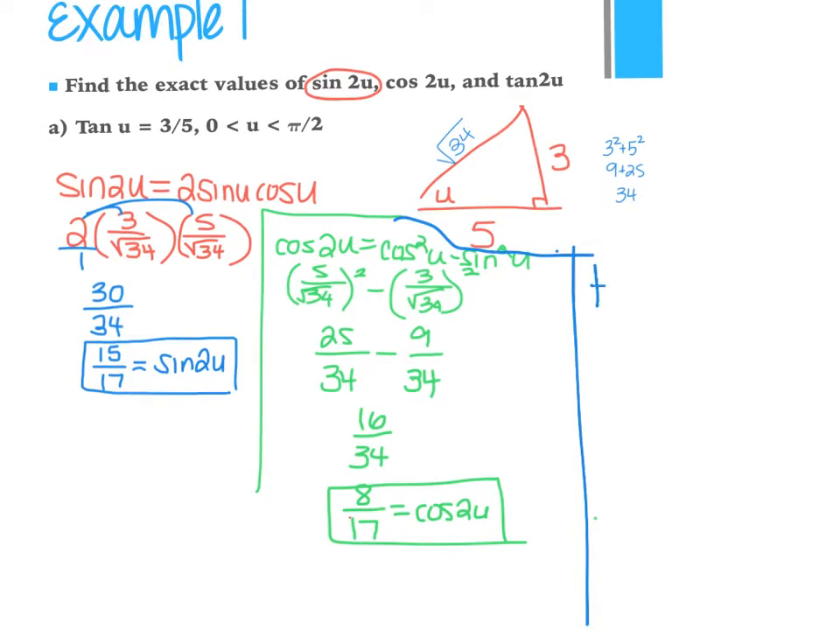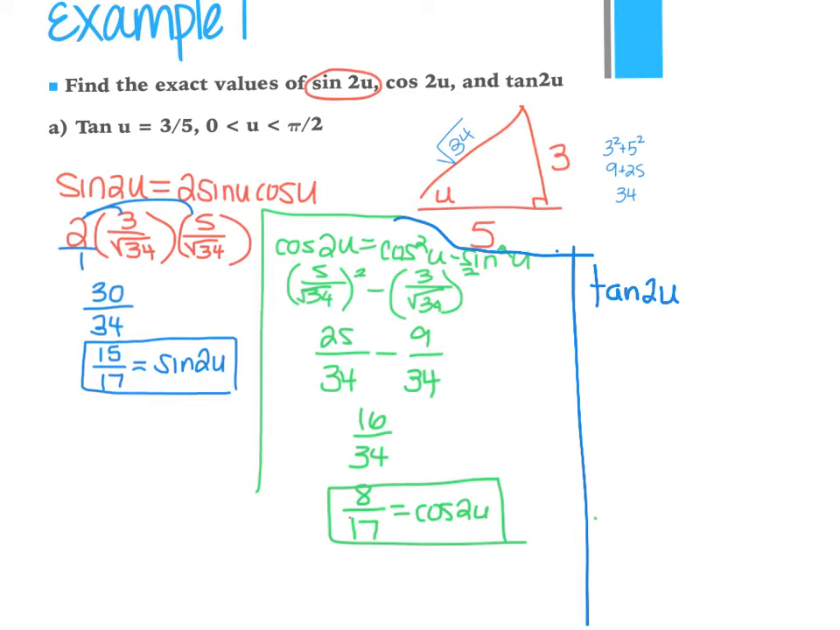Okay, and then the last one is tangent of 2u. There's actually two ways to find it. What's one way to find tangent, outside of a double angle or a half angle formula? Sine over cosine. So if I already had the sine and the cosine, I could just do sine over cosine, keep, change, flip, reduce it.